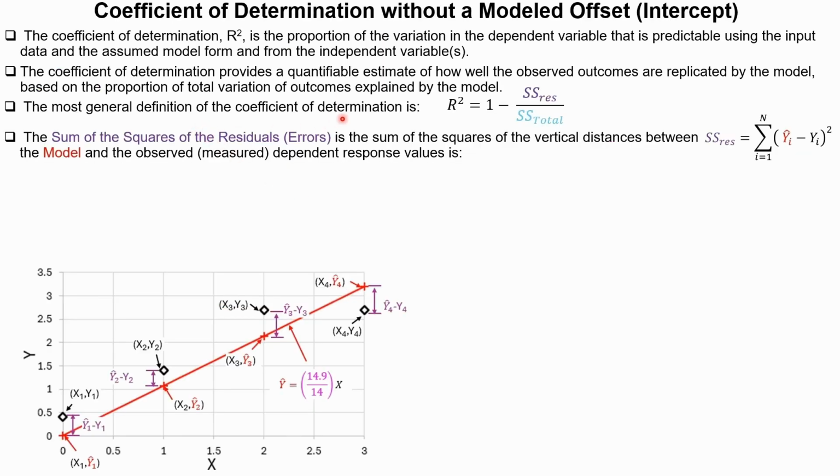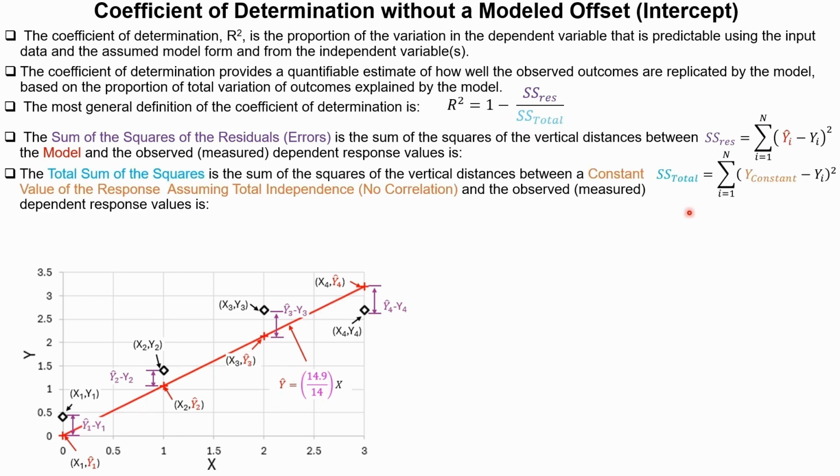The general form of the coefficient of determination equation is the same as it was before, despite the change in the model equation form. The sum of the squares of the residual is the same as before. It's the sum of the squares of the residual, which is the difference between the estimated value of the dependent variable and the dependent variable input values. But in this case, the estimated values of the dependent variables differ because it has a different equation form.